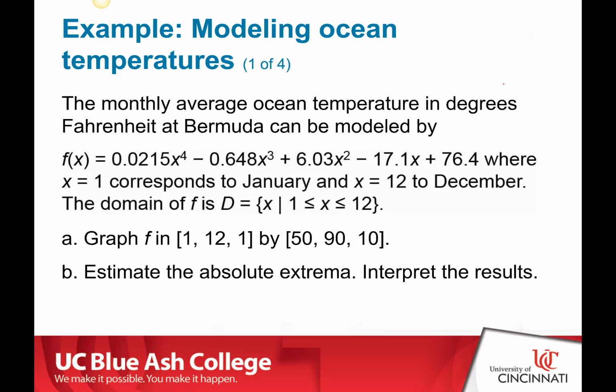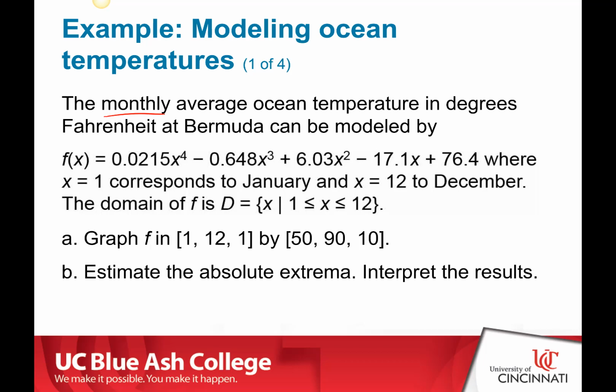Okay, so let's take a look at some examples of what's going on with this. We've got this function. What on earth is this function? Well, what degree is this function? It's a 4th degree polynomial, isn't it? Total number of solutions possible? 4. Okay, what does this represent? It talks about the average ocean temperature by the month in Bermuda.